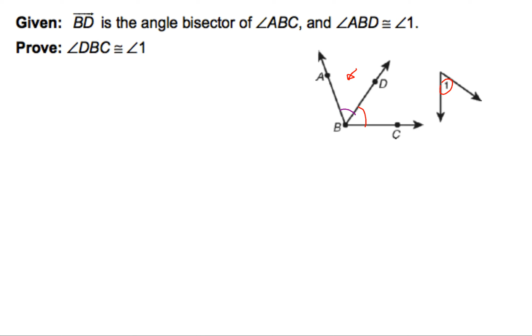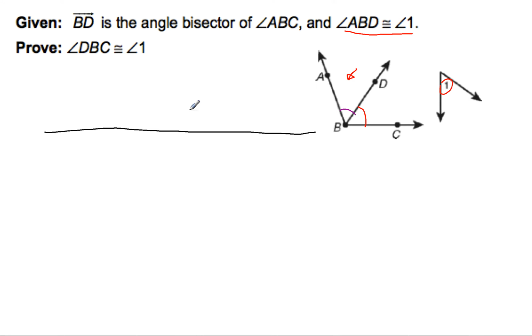The first thing we're going to do, of course, is talk about what we're planning on doing. ABD and CBD are congruent, because that's the definition of an angle bisector. An angle bisector bisects an angle. It cuts the angle in half. And if they're telling us that angle ABD is equal to angle 1, and angle DBC is equal to angle ABD, well, that means that angle DBC must also equal angle 1 by the substitution property. Let's write this down as a formal proof.